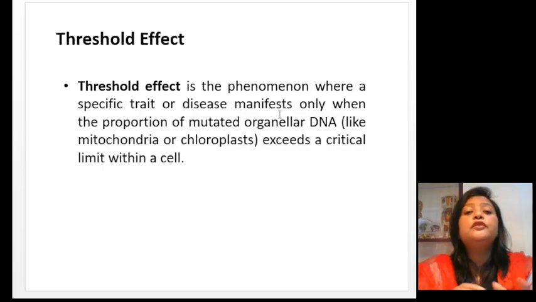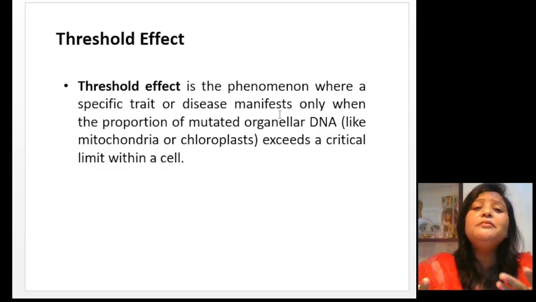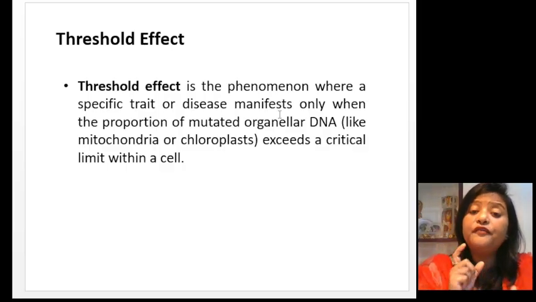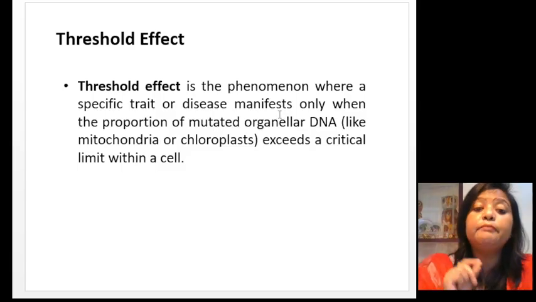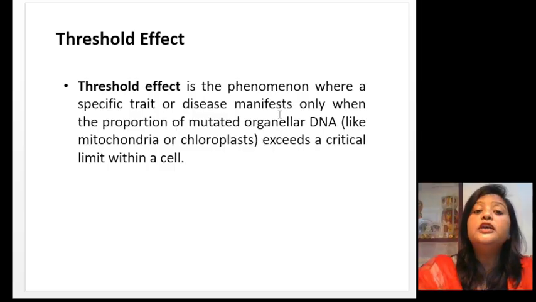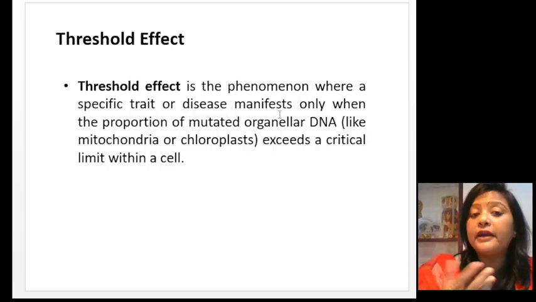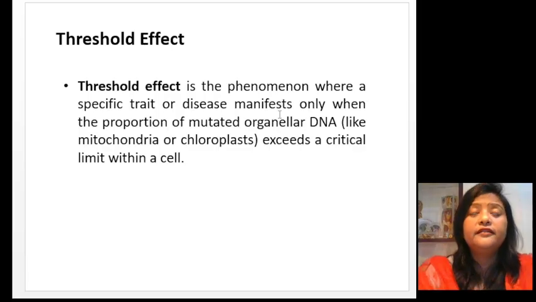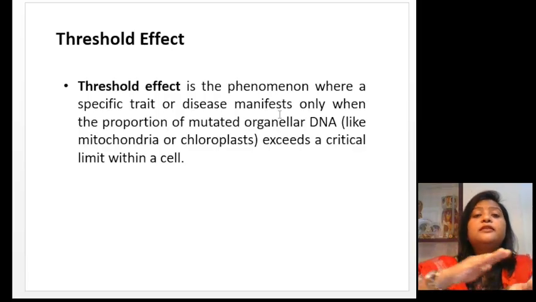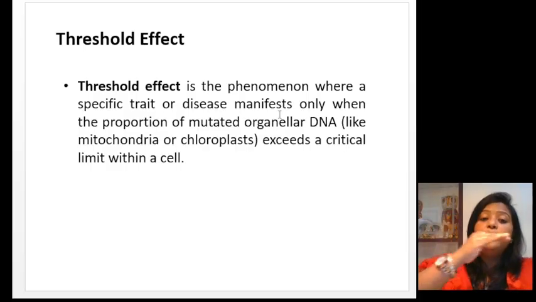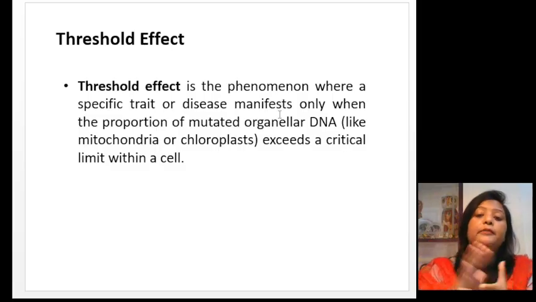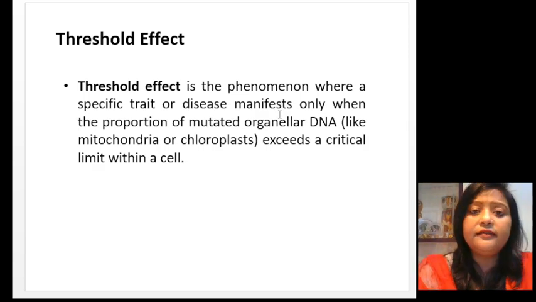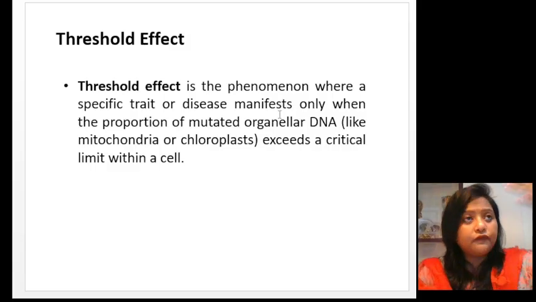Threshold effect. We know the meaning of threshold; a similar meaning applies here, but the phenomenon is different. The threshold effect in plant genetics is a phenomenon where a specific trait or disease will manifest only when the proportion of mutated organelle DNA, that means mitochondrial DNA or chloroplast DNA, exceeds a critical limit. Below the critical limit, it's normal, but when it exceeds the critical limit, that's called the threshold effect. Only then will the disease happen. That's called the threshold level. Above it, disease occurs.